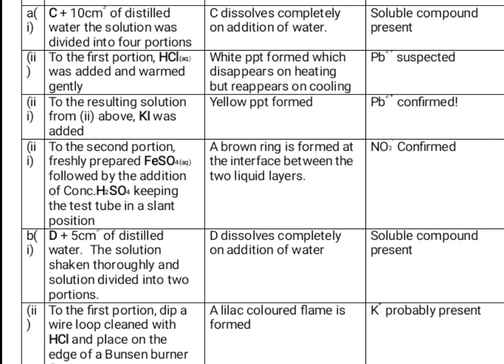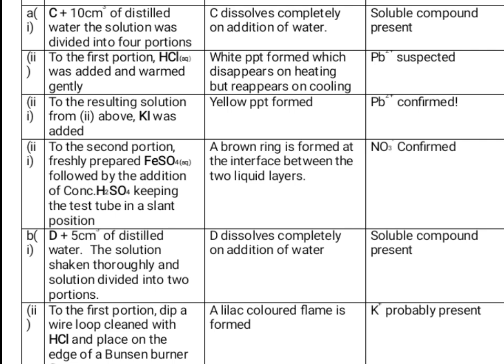C is a soluble compound, so it's going to dissolve completely. And then the possible inference you're going to write for that will be soluble compound present. So the solution of C will be divided into 2 portions. Sorry, I said 4 portions here, but it's 2 portions.